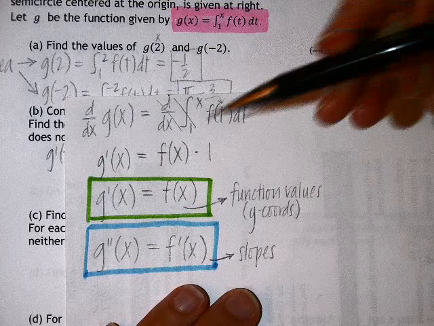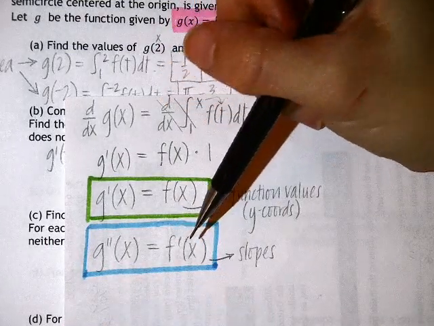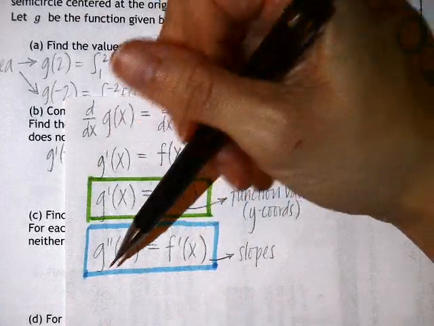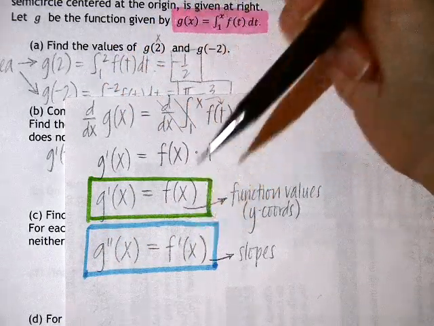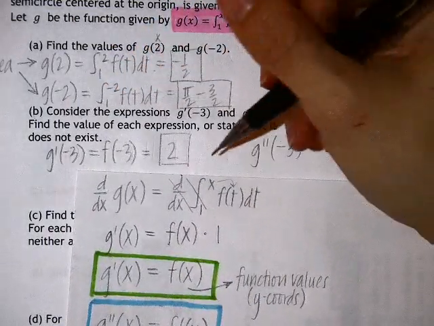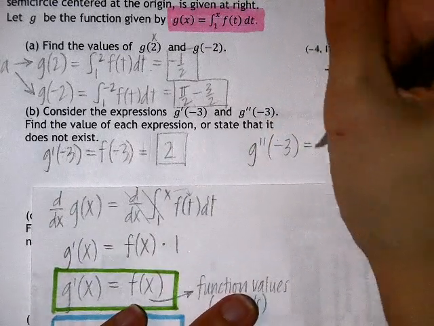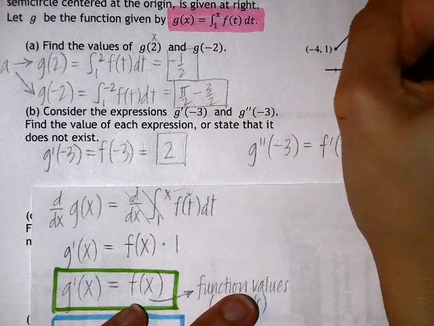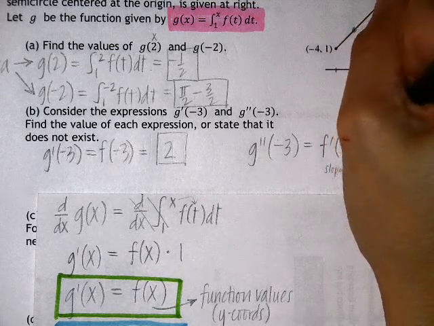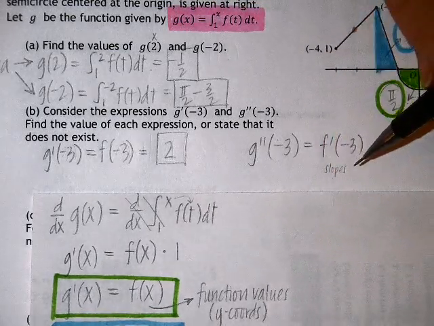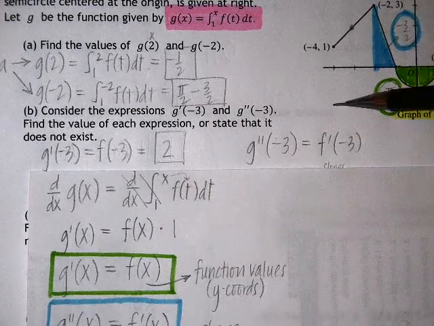So if I can look at the graph and tell what the slope is at a specific point, then I can eschew this need to do G double prime, and I'll instead just worry about f prime. I'll just worry about slopes. So G double prime of negative 3 is really f prime of negative 3. And that's really just saying, hey, find some slopes. Or one specific slope, actually. One specific slope at negative 3.